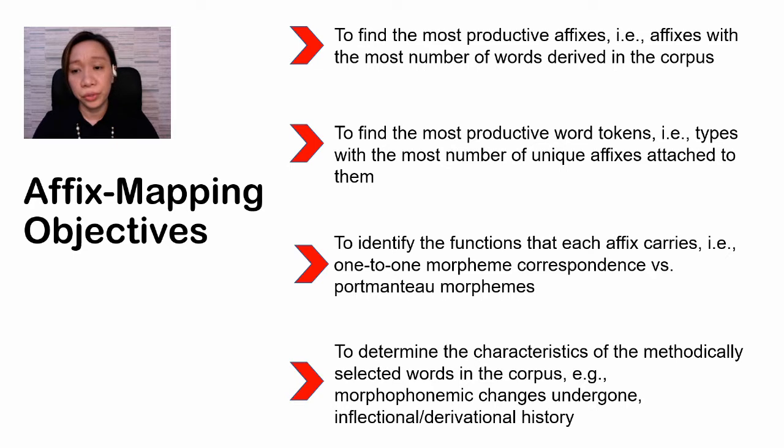Now, in order to understand the characteristics of words in the corpus, we conducted an affix mapping analysis with the following objectives. First, we wanted to find out what are the most productive affixes that can be found from the corpus, as well as what are the most productive word tokens. Specifically, what word types have the most number of unique affixes attached to them, what are the functions of each affix, and what are the characteristics of the selected words in the corpus. Here we wanted to look into the processes involved in the formation of the selected words.